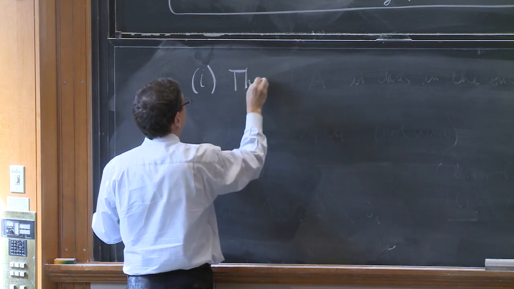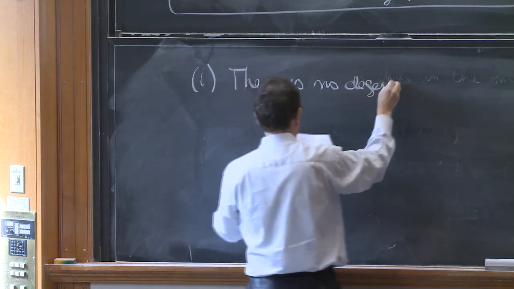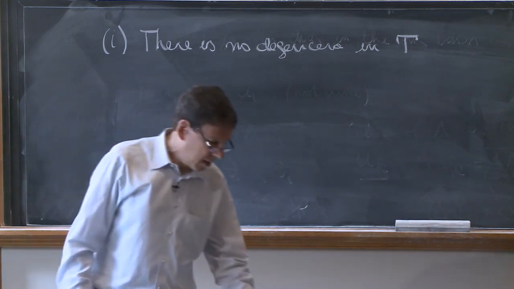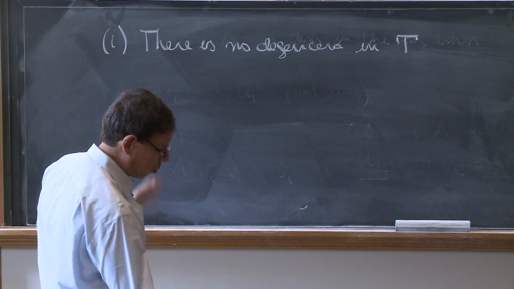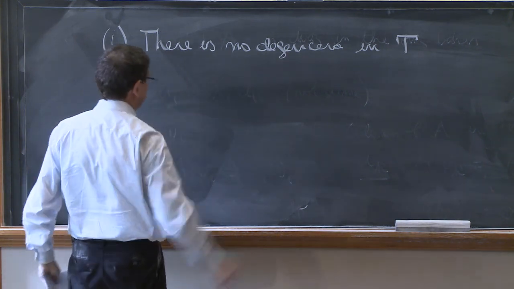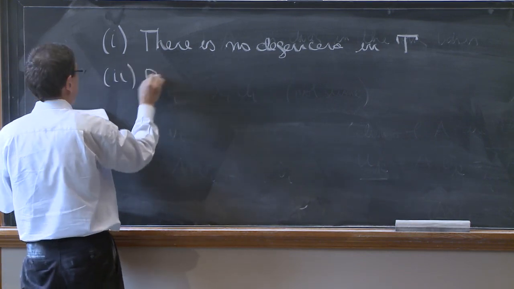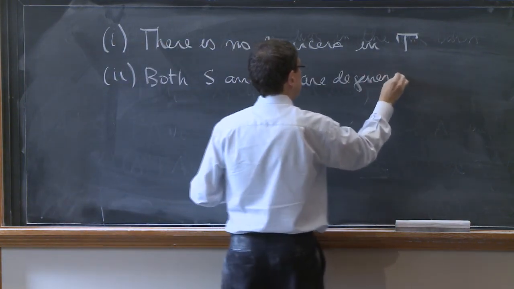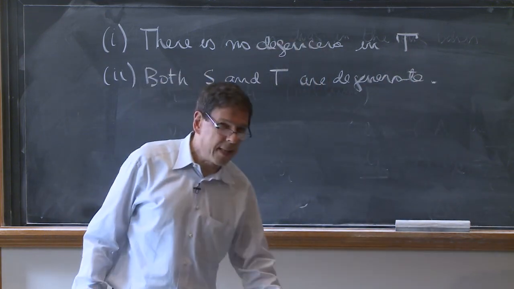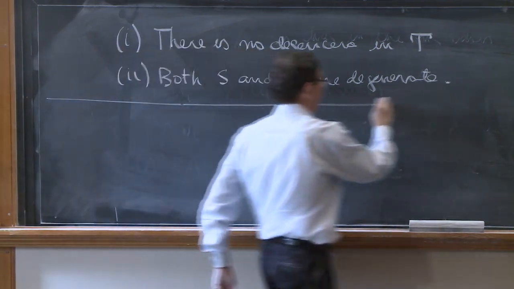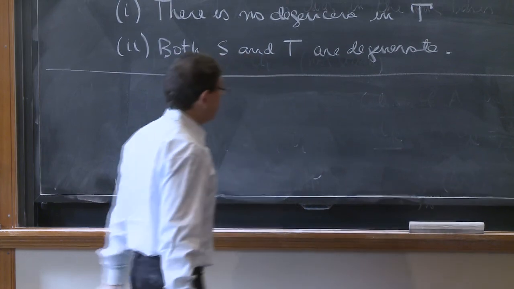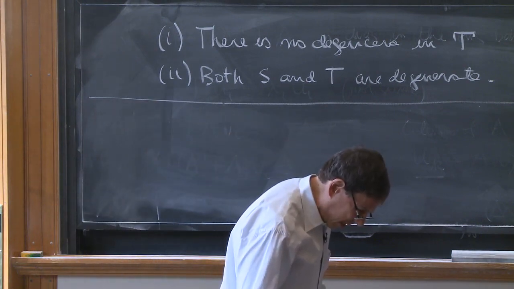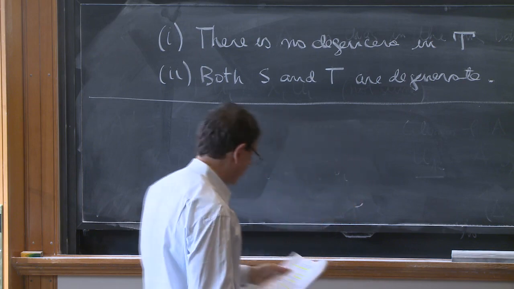Case 1: there is no degeneracy in T. So suppose one operator has no degeneracy, and let's call it T. That's one possibility, and then S may be degenerate or may not be. The second possibility is that both S and T are degenerate. I'll take care of case 1 first, and then we'll discuss case 2, and that will complete our discussion. So suppose there's no degeneracy in the spectrum of T. So, case 1.